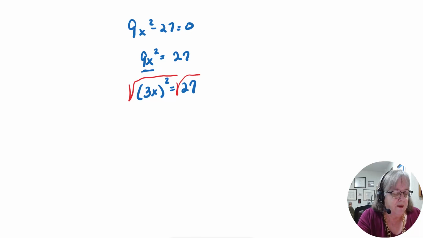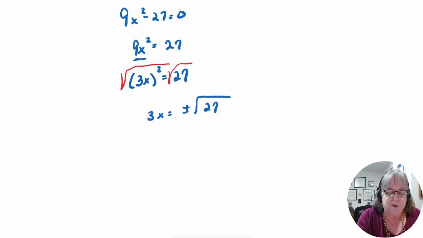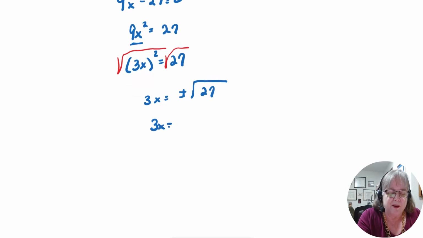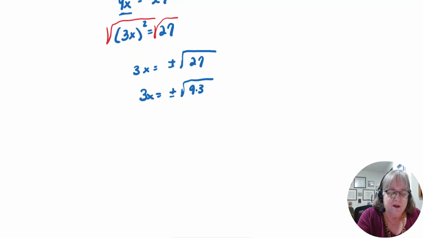So the square root cancels the square, and you have 3x equals, don't forget the plus or minus, and we're going to deal with the square root of 27. So we have 3x equals plus or minus. And is there a square in the 27 that's a factor? Yes, 9's in there. So we'd have 3x equals plus or minus.